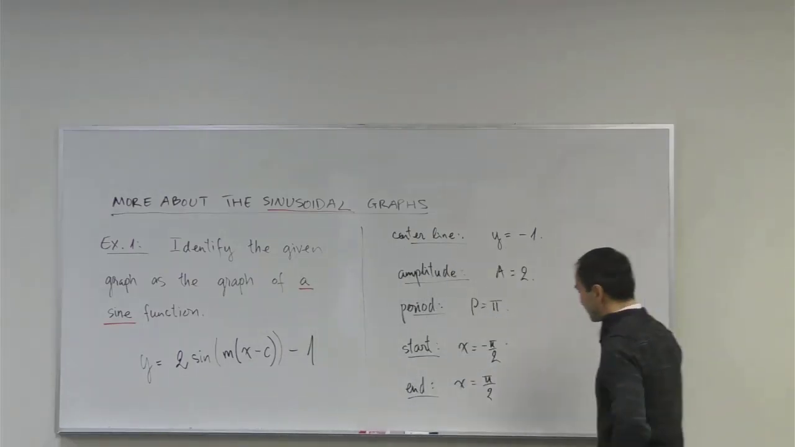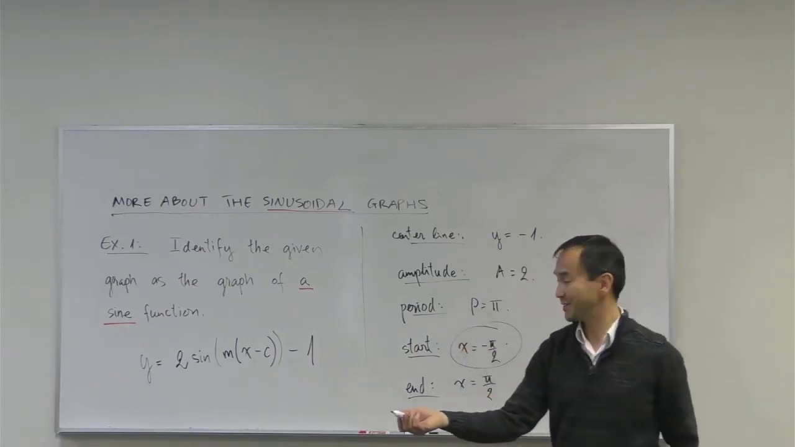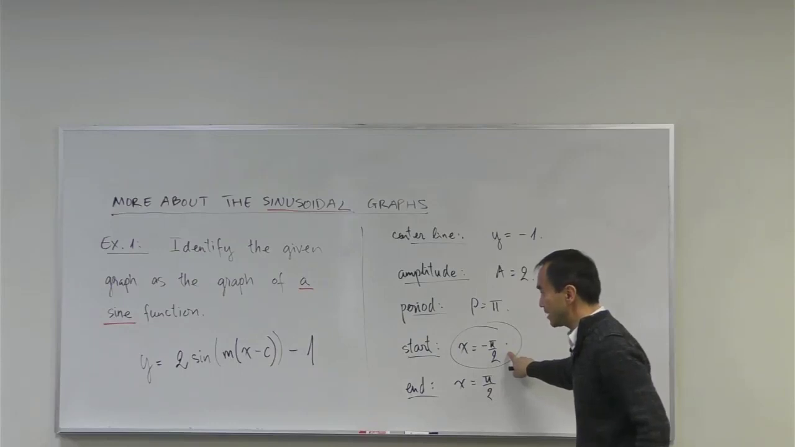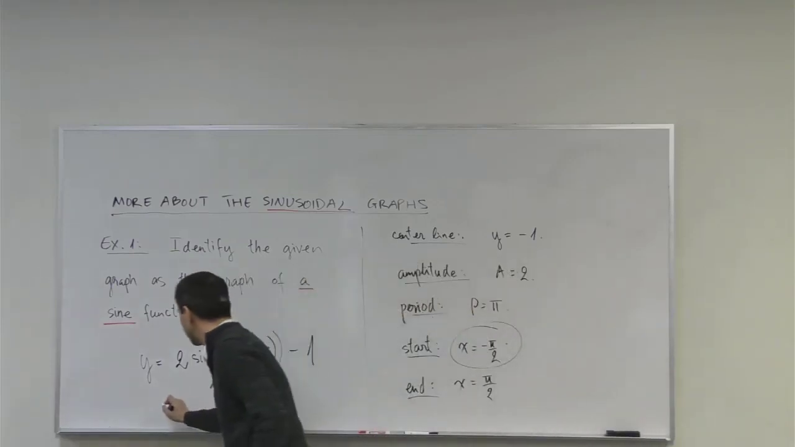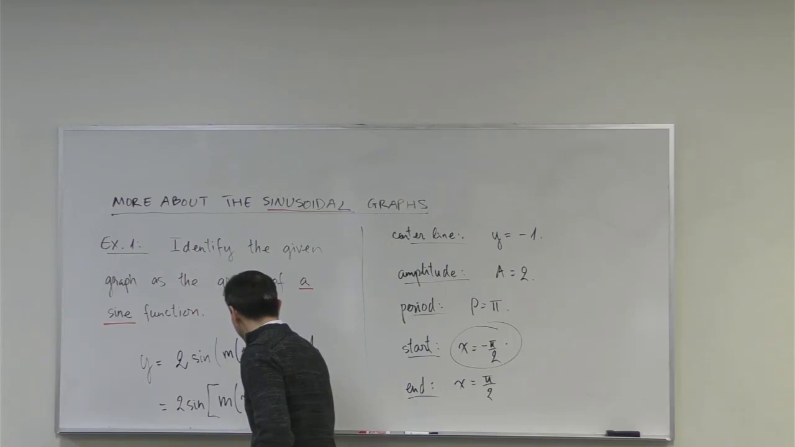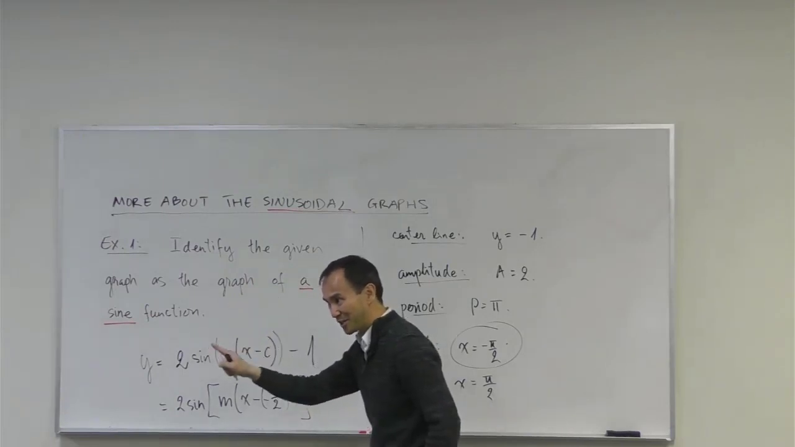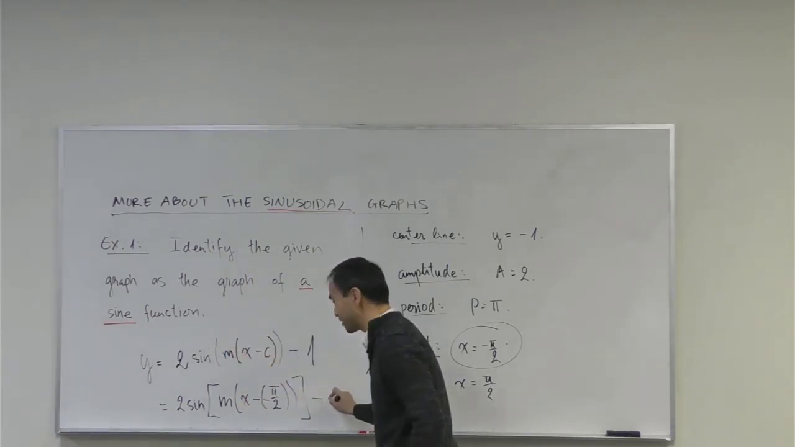First of all, your starting point. We chose that one. So what can I put here? Minus 2, right? So your function here is 2 times sine of some coefficient m, times x minus negative pi over 2. Is everybody with me? Okay. It's always minus. The starting point is the phase shift, right? And then minus 1.